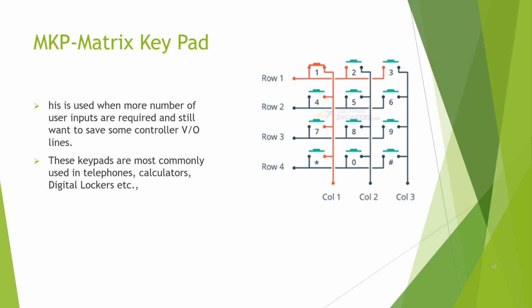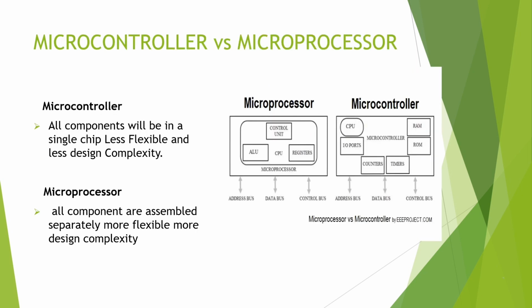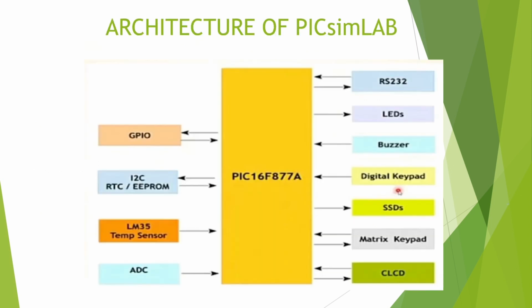Next, differentiate between a microcontroller and a microprocessor. The microcontroller is designed to do a specific task. The microprocessor is designed to do a variety of tasks by altering the components. This is the architecture of the PICsimLab.